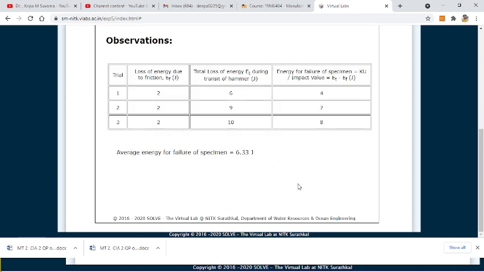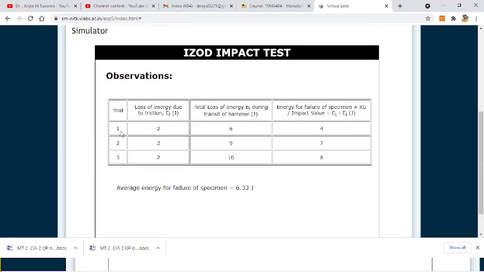Then we'll click next. So this is our observation, that is average energy for failure of specimen is 6.33. Initially it was 4 joule, in the second trial it was 7 joule, and in the third trial it was 8 joule. So average energy of failure of specimen is 6.33 joule.